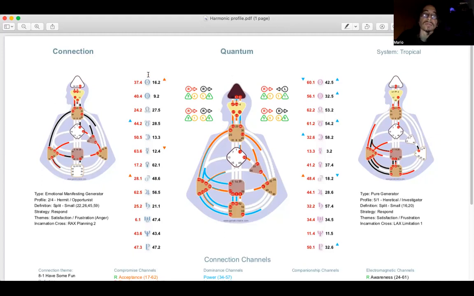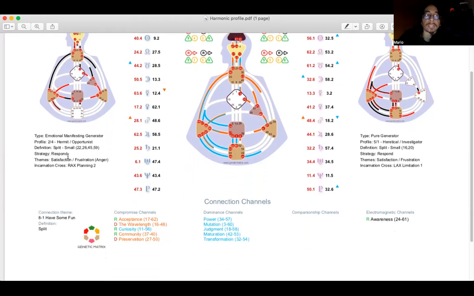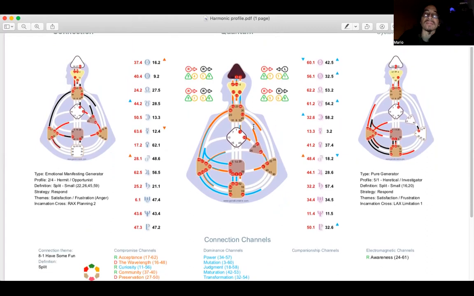You who are 2-4s or 5-1s, observe this. Observe the people in your life. Are they 5-1s? Are they 2-4s? Something to observe. That's a bridge. Now you'll notice right here, the connection theme at the bottom is "8 and 1, have some fun." That has to do with the amount of centers that are being filled by the two charts combined into a composite. And this leaves one open. I'll be going through that next time.